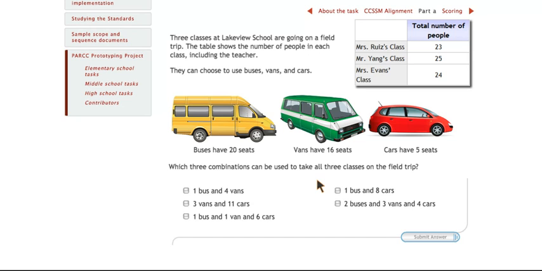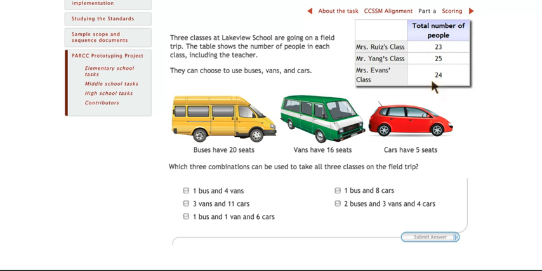And that's often something that students aren't used to in math, particularly when it comes to multiple choice. They assume you just click off one. But in this case, they need to understand what it's asking. Which 3 combinations can be used to take all 3 classes on the field trip? That is tricky. So there's different ways to approach this problem. There's no one correct way.